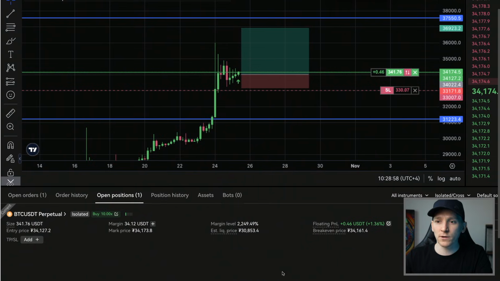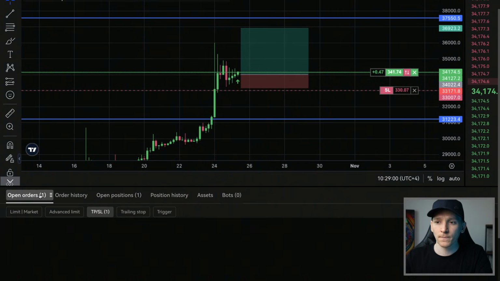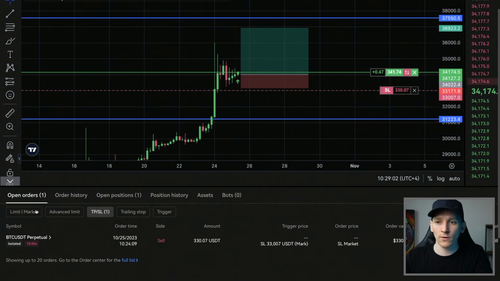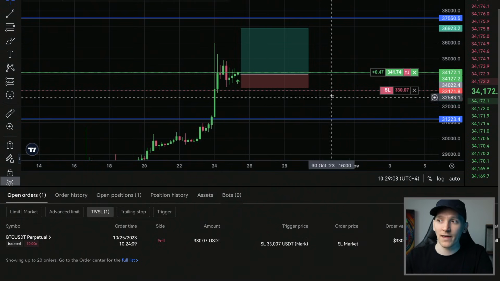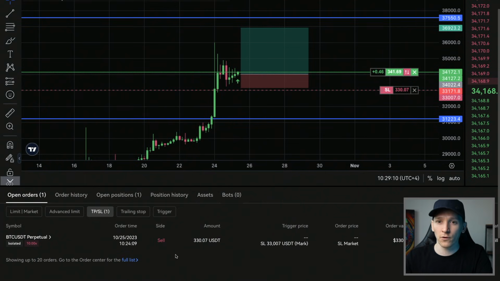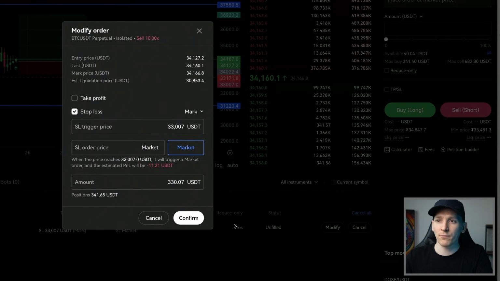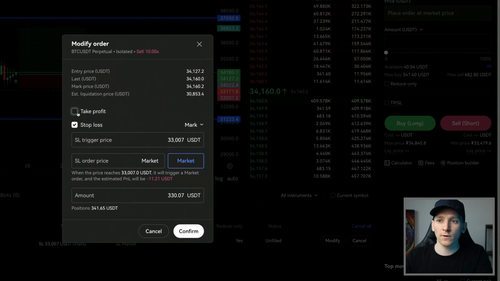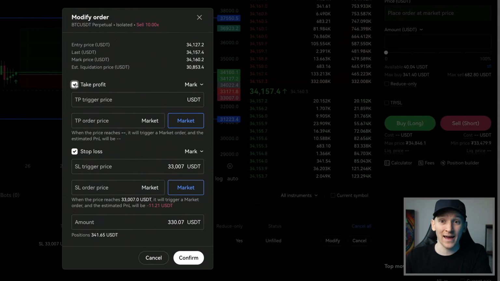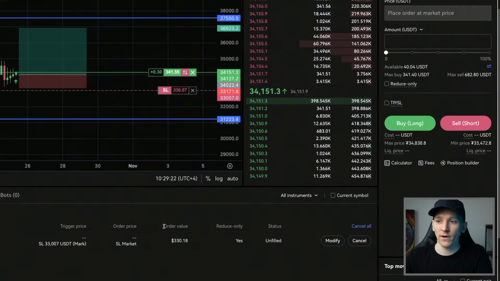You can also go down here to open orders and then look at this. So TPSL, this is an open order in the market because it's an open trigger order to sell at this price. Hopefully it doesn't get there for us. We can also come down here and press modify, and that brings up this same box. You can also take the take profit here as well. If you want to enter that now, you can do.